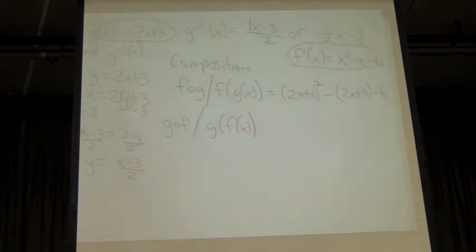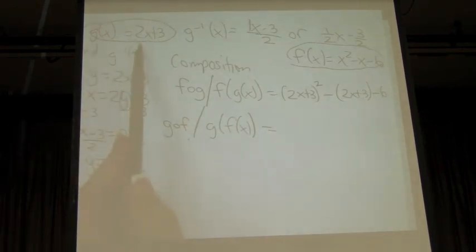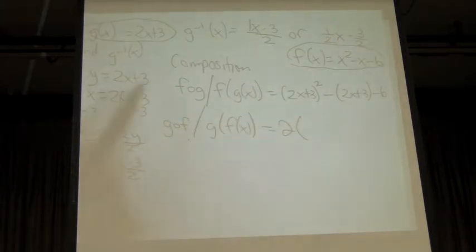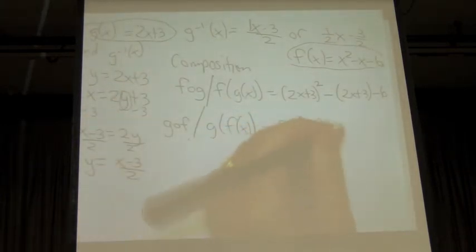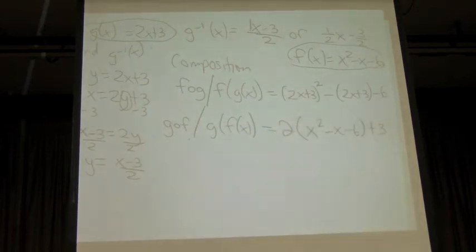Does that make sense? f of g, plug g into f. g of f, plug f into g. So if you plug f into g, you're using this function 2x plus 3, and instead of x, you put x squared minus x minus 6, plus 3. Everybody see the difference? Aren't these the ones you get confused by? f of g, plug g into f. g of f, plug f into g.